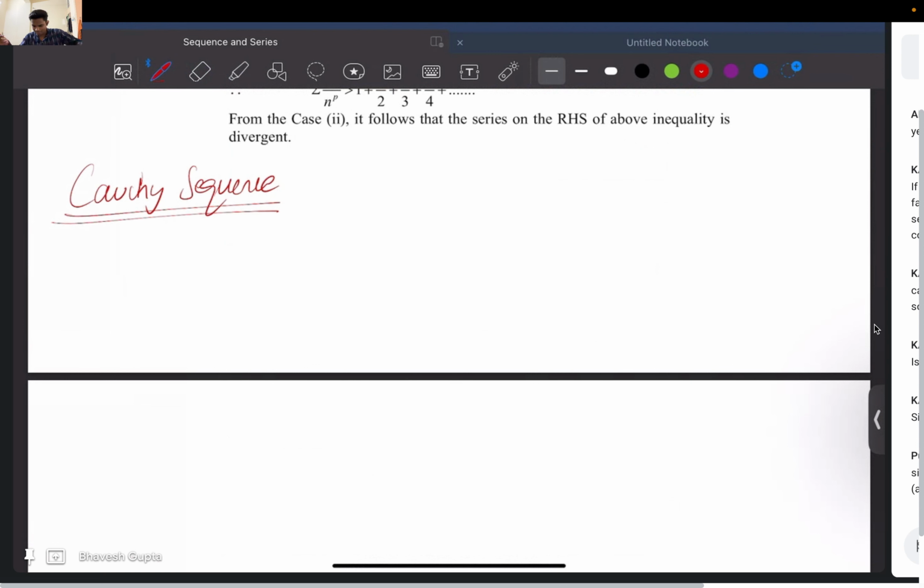Okay, so anyways, I'll start by myself. So Cauchy sequence is basically a convergent sequence. Basically, all Cauchy sequences are convergent sequences. So which sequence do we call a Cauchy sequence? For example, if we have a sequence like this, right?